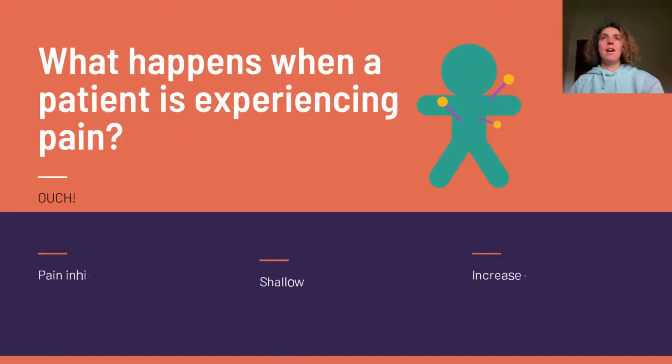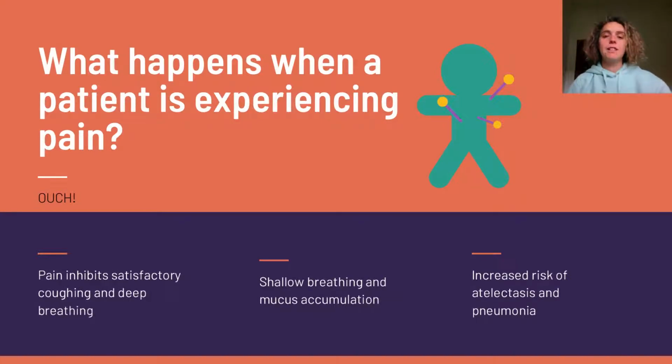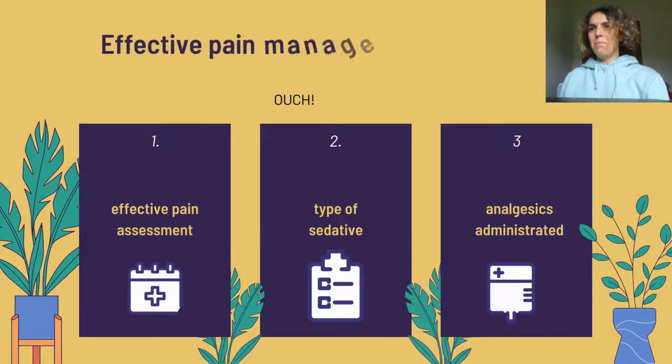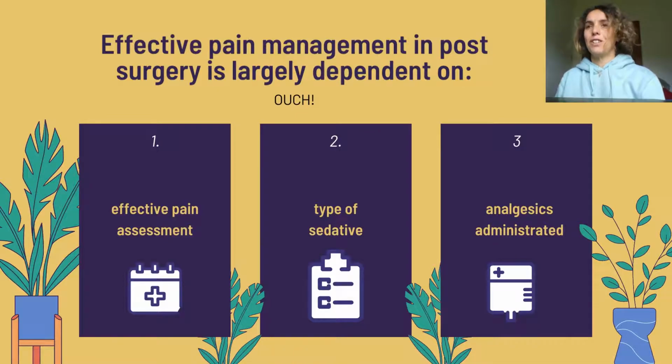What happens when a patient is experiencing pain? Pain inhibits satisfactory coughing and deep breathing, and patients in pain breathe more shallowly and rapidly. This results in mucus accumulation and puts patients at risk of atelectasis and pneumonia. Consequently, prolonged hospital stay, mechanical ventilation, and antibiotics. So effective pain management depends on three things: effective pain assessment, type of sedative, and analgesic administration.